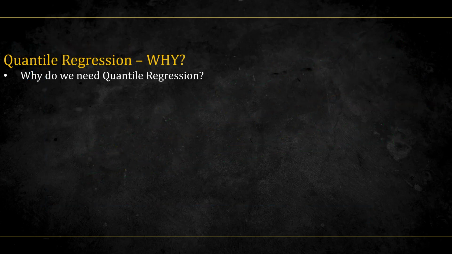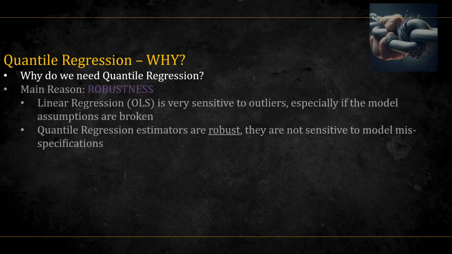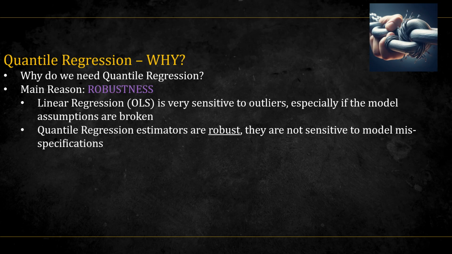So we understand the difference between linear regression and quantile regression, but why do we even need quantile regression? The main reason is something called robustness. Linear regression is very sensitive to outliers, especially if the model assumptions are broken. Quantile regression, on the other hand, is robust and is not sensitive to model misspecification.